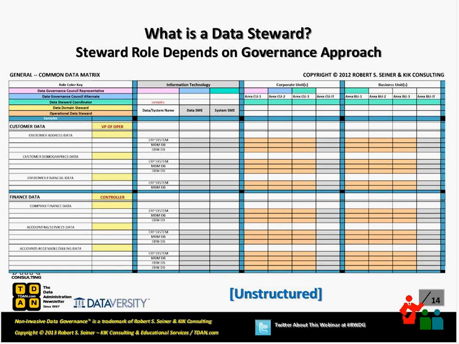I mentioned that it would be great if we could identify and record who all the stewards are within the organization. And I shared this diagram in previous webinars as well. I call this the common data matrix. And the common data matrix, all it really does is cross-reference the different sub-areas of data that you have in your organization, like customer data and finance data, with the different parts of your organization, whether it's people in IT, in corporate units or in business units. So my suggestion is that you record at least where the operational stewards exist.